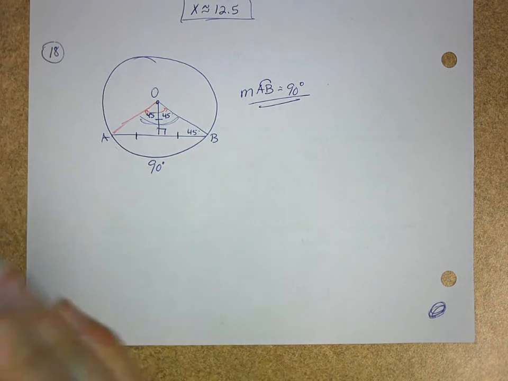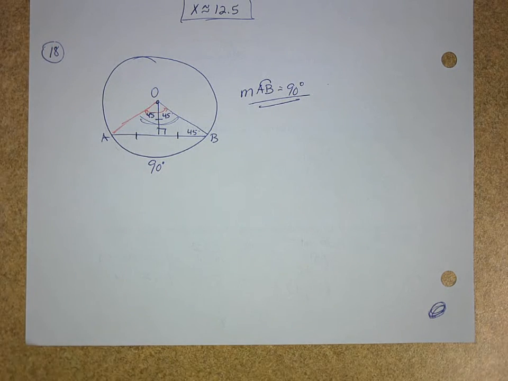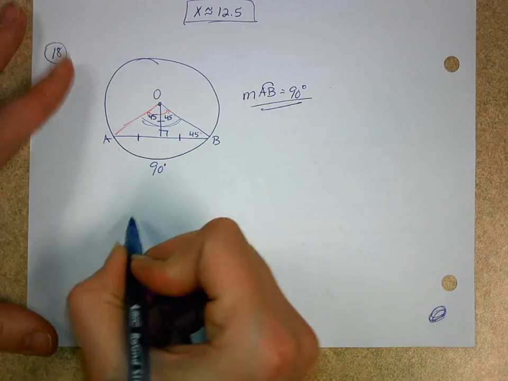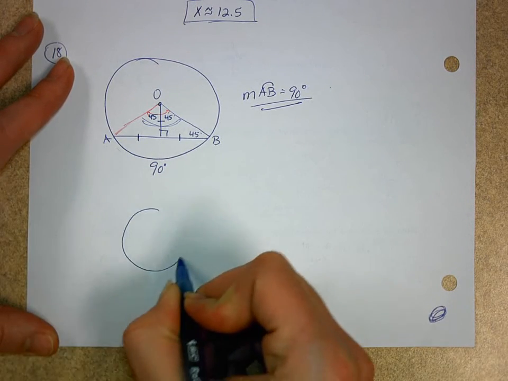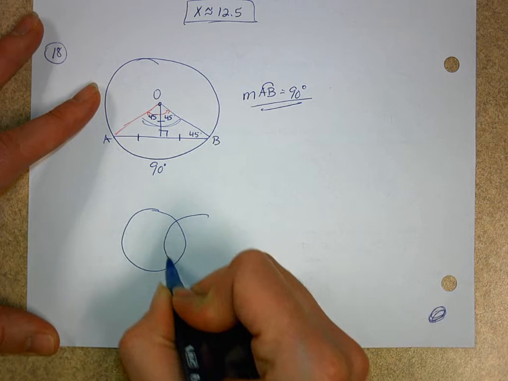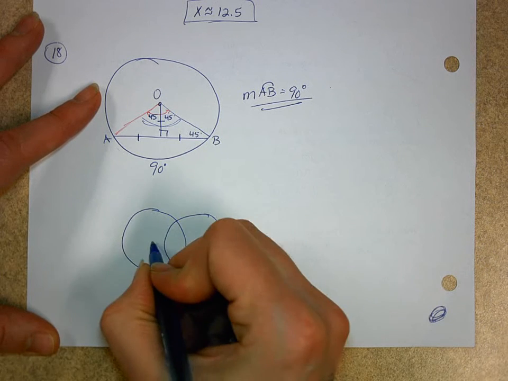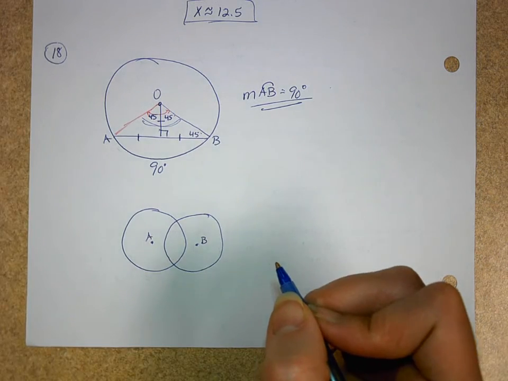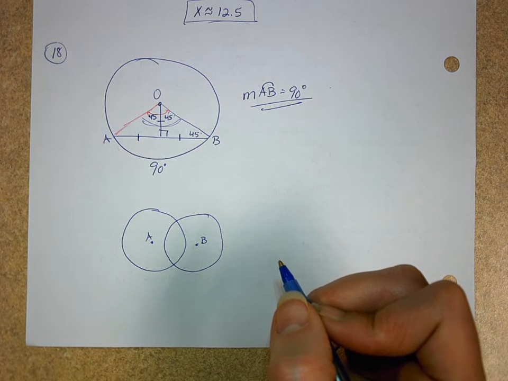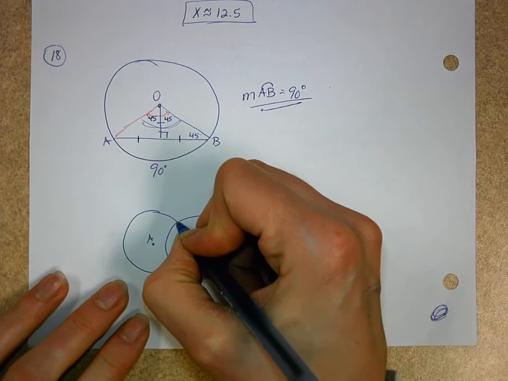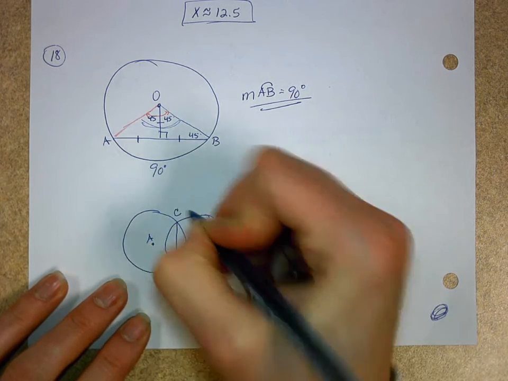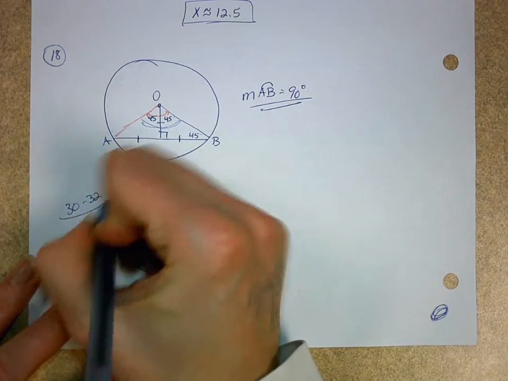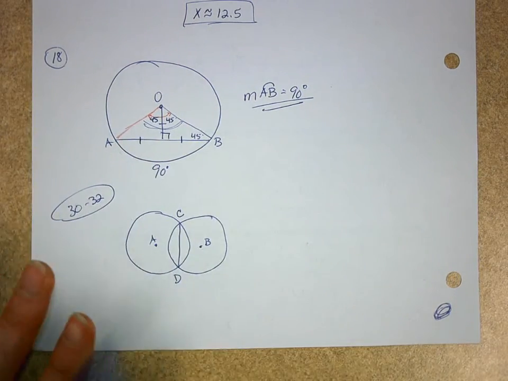It says circle A and circle B are congruent, and CD is a chord of both. So first of all, they're congruent circles. So let's see if I can draw this well. Okay, and here is A, here is B. If they're congruent, what do you know about the radii? You better know that they're congruent. So here's CD, and this is the diagram for 30 through 32.